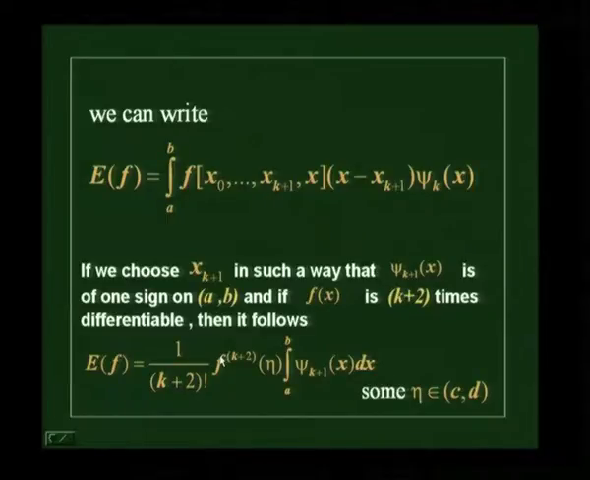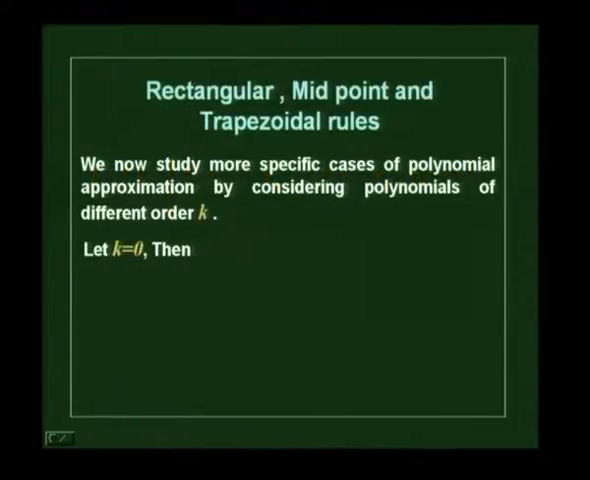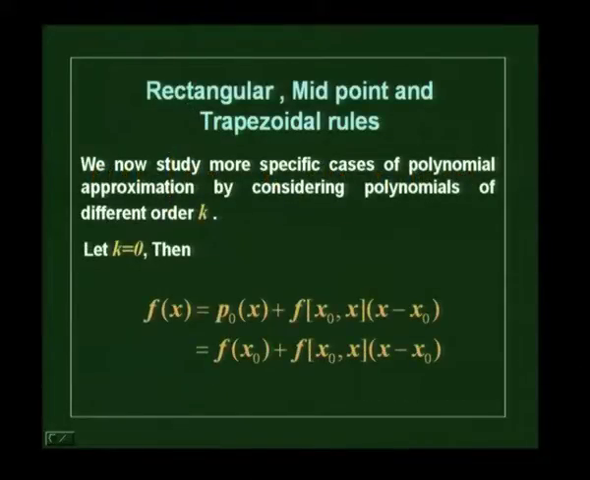So, that is what we said, and then we looked at three different cases. Actually, we looked at two different cases yesterday. That is, one case was what we call the rectangular method for approximating the integral, and that is replacing the function f of x by p0 of x.